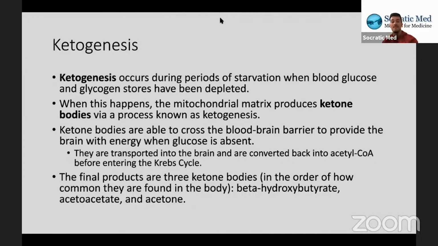We can start making NADH, FADH2, and we can move those over to the electron transport chain to create some ATP. The final products are 3 ketone bodies. It creates 3: beta-hydroxybutyrate, acetoacetate, and acetone. It actually first creates acetoacetate, and then the acetoacetate can be transformed into either beta-hydroxybutyrate or acetone. Beta-hydroxybutyrate is actually the most common ketone body that you'll see throughout, and acetone is the least common.